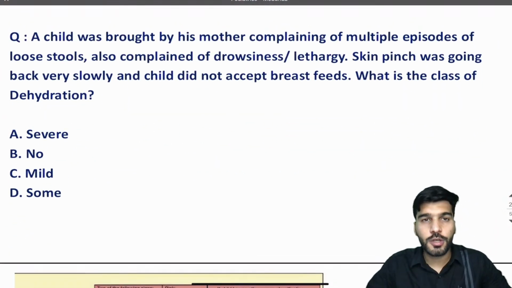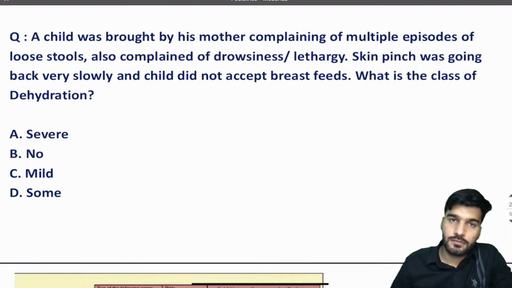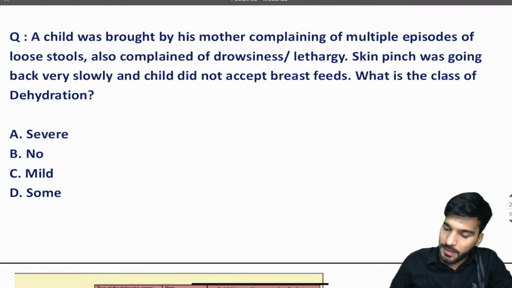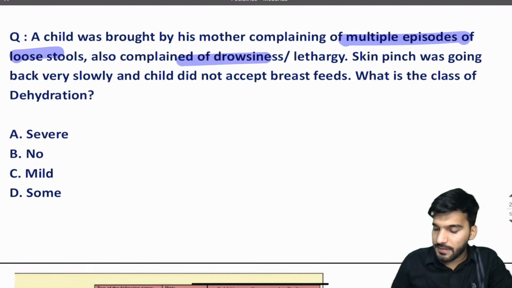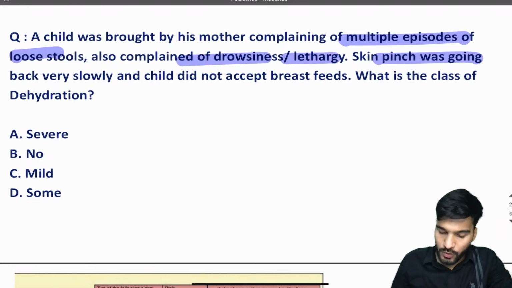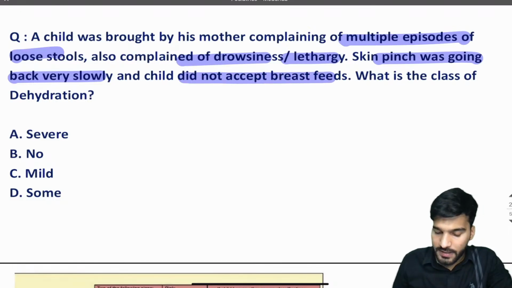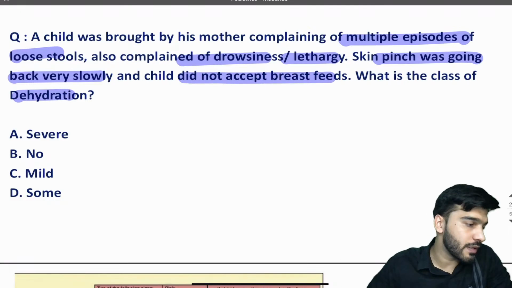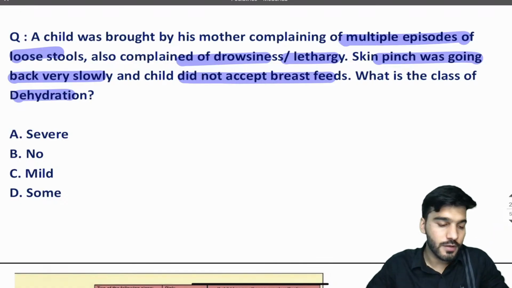A child was brought by his mother complaining of multiple episodes of loose stools. Also complained of drowsiness, lethargy. Skin pinch was going back very slowly. The child did not accept the breastfeeds. What is the class of dehydration?